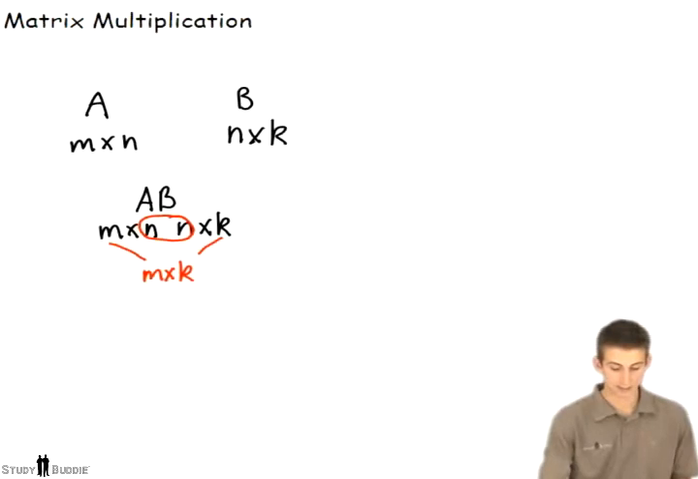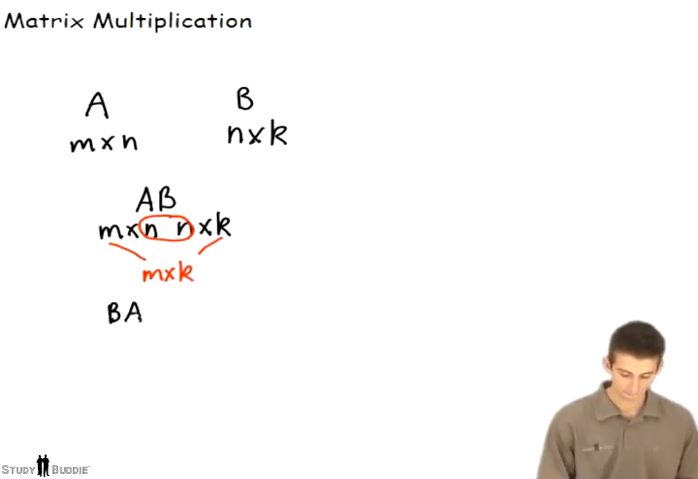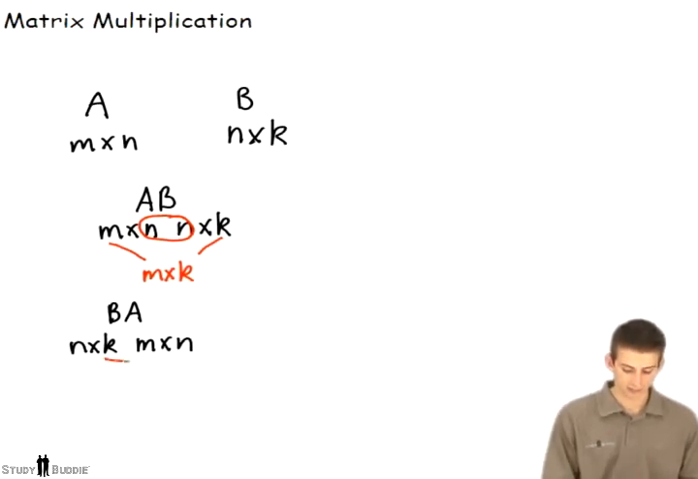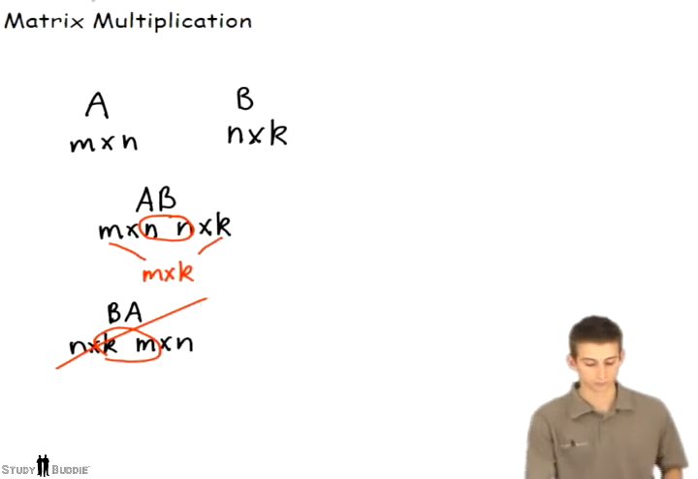So in this case, if we wanted to multiply B times A, we'd have n by k and m by n, and right away you can see these two aren't the same, therefore this can't be done.